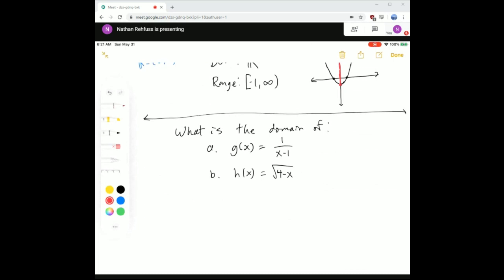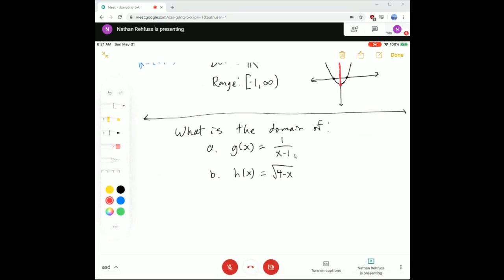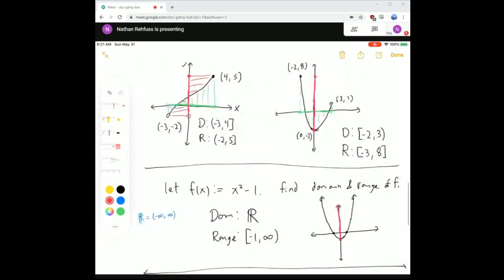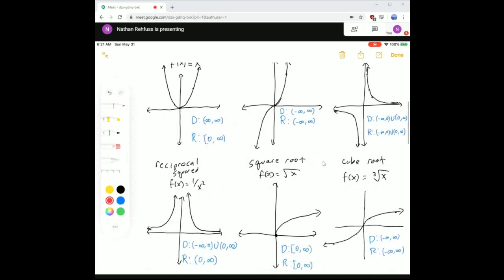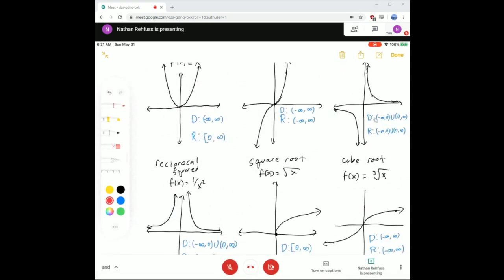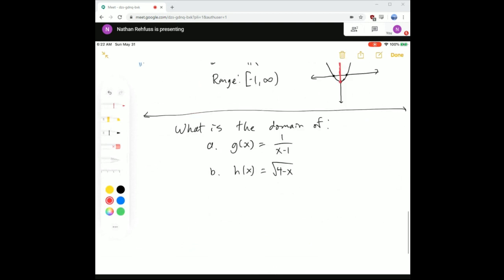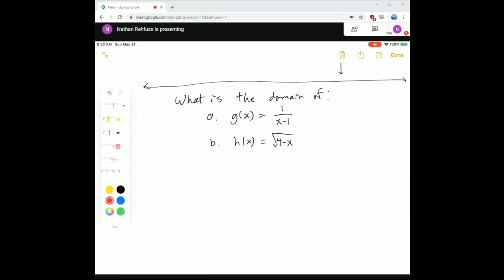So remember, these are modified versions of toolkit functions. Let's take a look at those real quick. There's the reciprocal function, where I can't divide by 0. And there's the square root function, where I can't take the square root of a negative number. So back down here, I'm going to write those down.